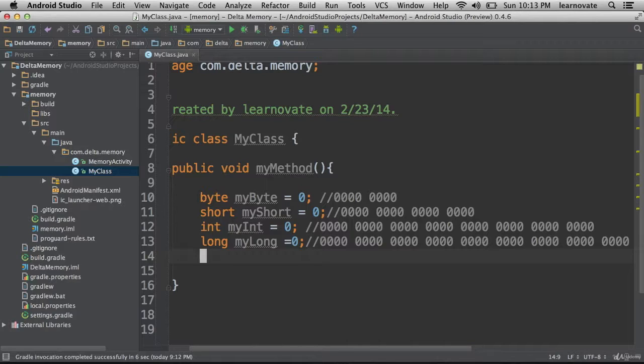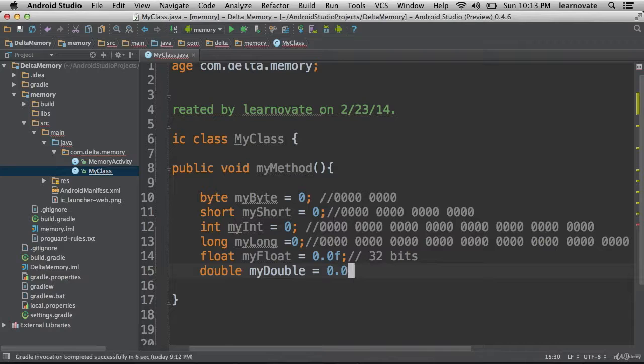So, this is fine for integer values, but what if we want to express something like 3.14, or something like 0.00001? Well, that's where floating point and double come in. Floats, as they're called, are denoted by having this little f right there, so that Java understands that we're talking about a floating point number. Now, I'm not going to keep typing all these zeros out, but I will tell you that this one is 32 bits.